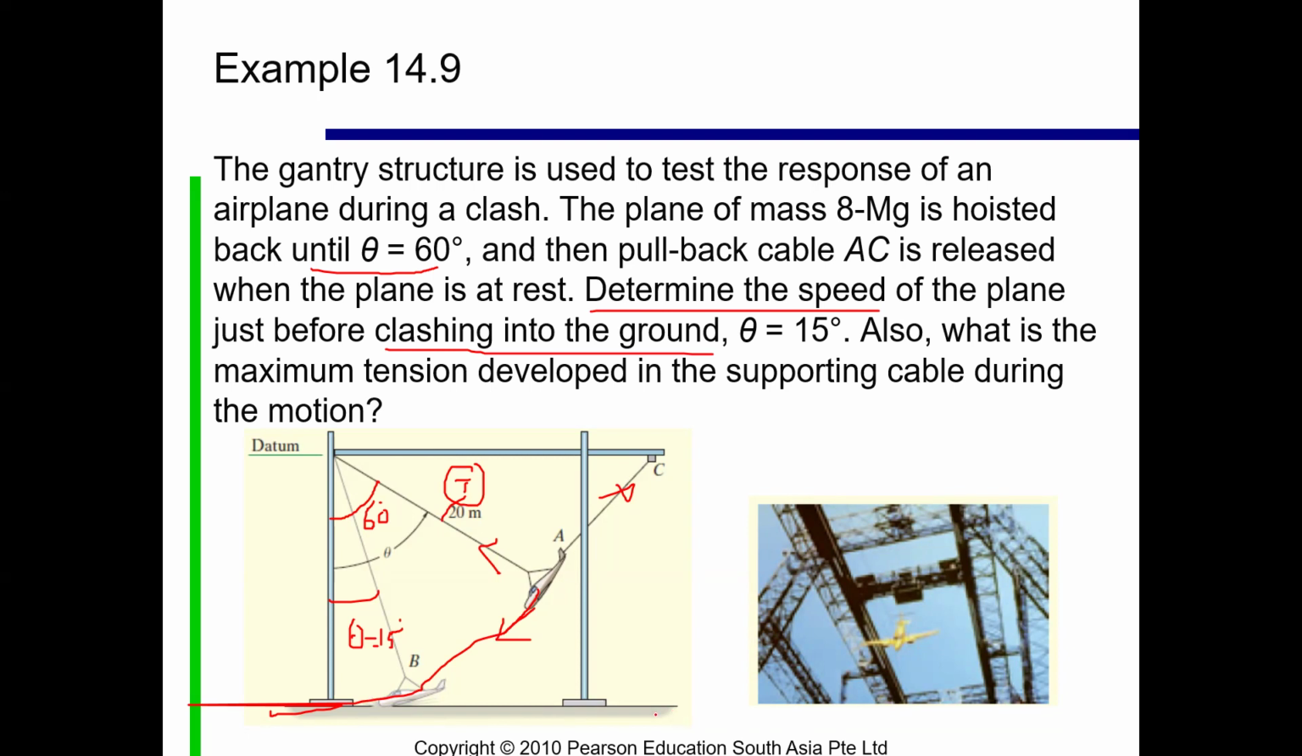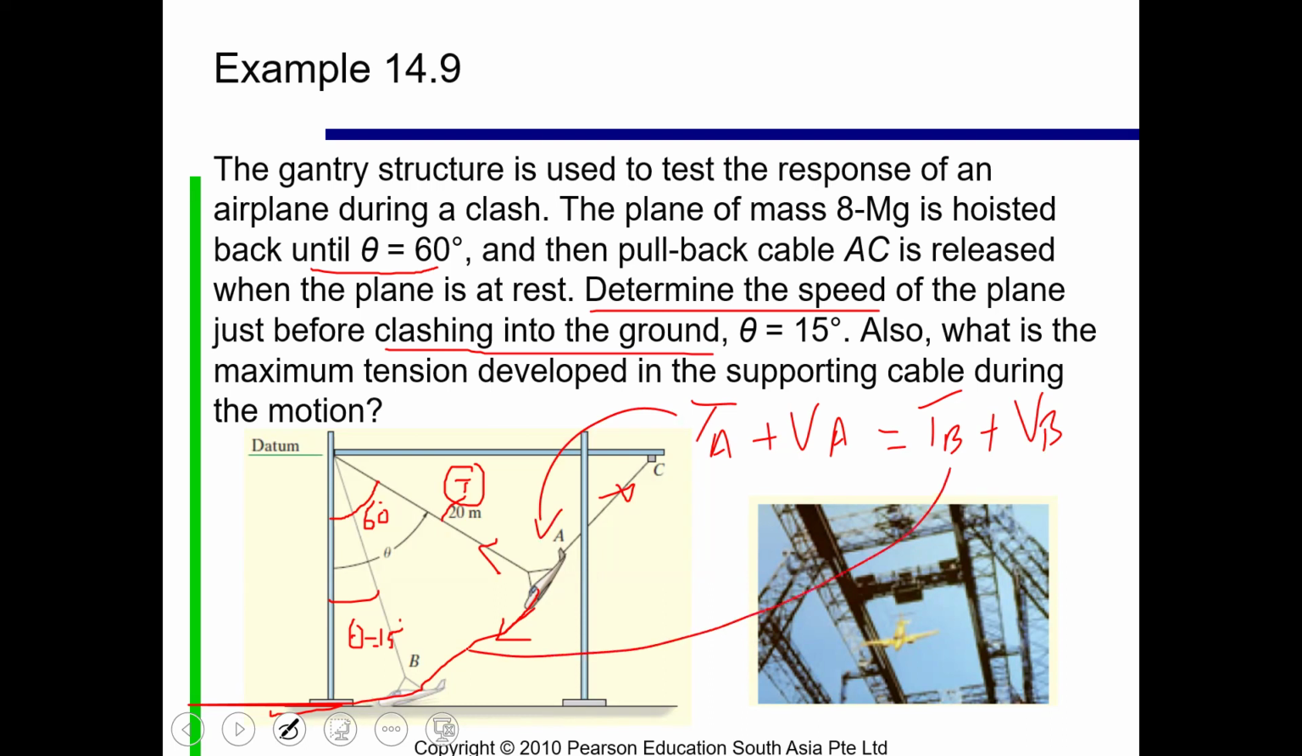One thing, students, that I need to do is apply the conservation of energy first. I need to say for state A, TA plus VA is equal to the sum of energies at point B just before the crash. A is the condition here where the angle is 60. B is the stage here where the angle is 15 degrees. Right? So this is the part.